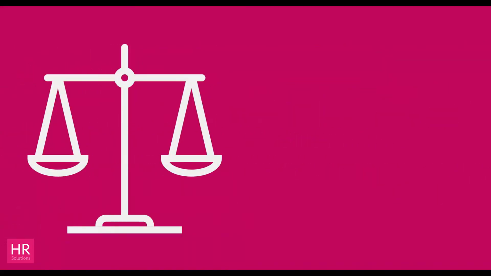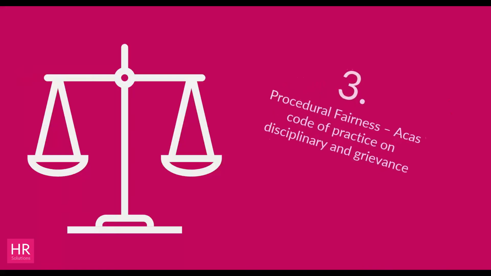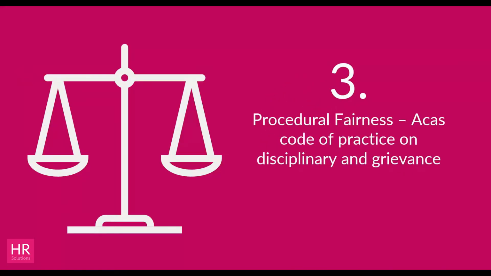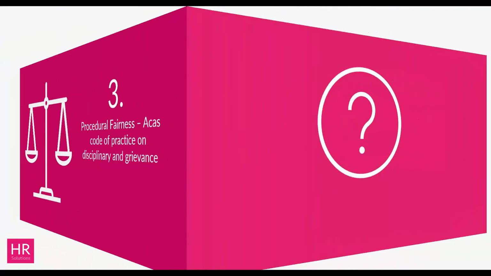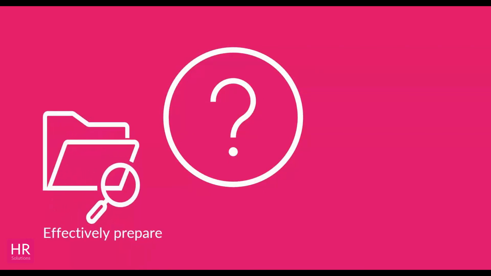And finally, a tribunal will expect an employer to follow the practical guidance set out in the ACAS Code of Practice on disciplinary and grievance. But what does ensuring procedural fairness mean to an employer? Well, having that clearly articulated allegation means the employee can effectively prepare for their disciplinary hearing, which is really, really important for fairness. It also means the employee can effectively participate and have the right to reply.